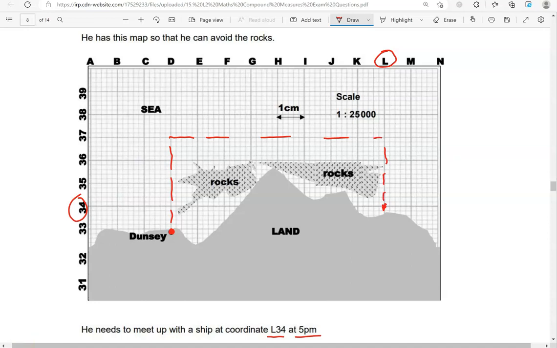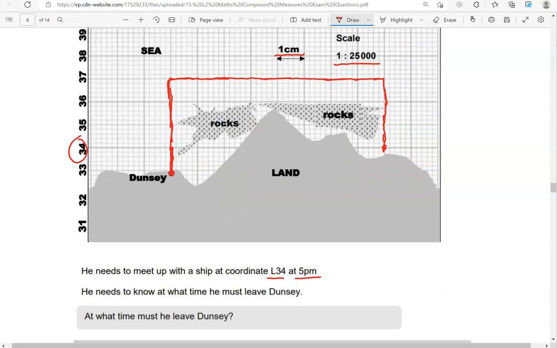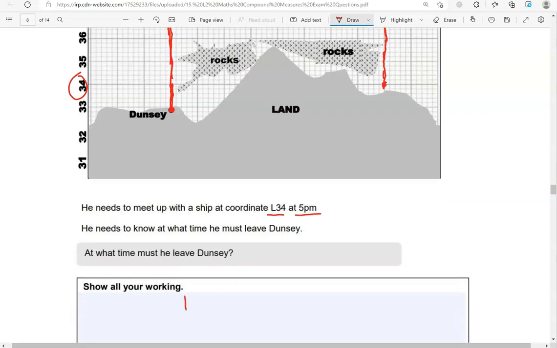We've got a scale which is 1 to 25,000. So how many centimeters is this first of all? We've got a scale which shows us that this is 1 centimeter. So this one will be 1 centimeter, 2, 3, 4, 5, 6, 7, 8, 9, 10, 11, 12, 13, 14, 15. So 15 centimeters.